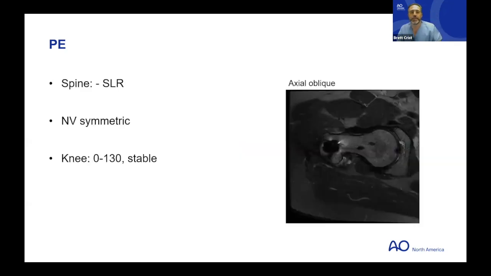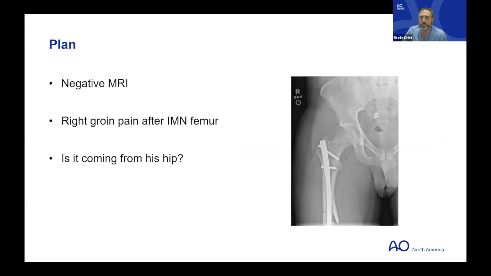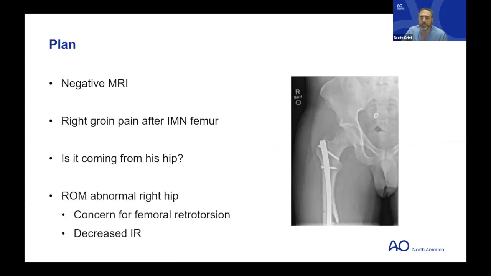So he had a negative straight leg raise for spine issues, the knee had good range of motion, and he had no neurovascular issues, though his dysesthesias would come and go in his foot. So he had right groin pain after an IM nail, and is it coming from his hip? He does have abnormal range of motion, so I was concerned for femoral retrotorsion with the decreased internal rotation.